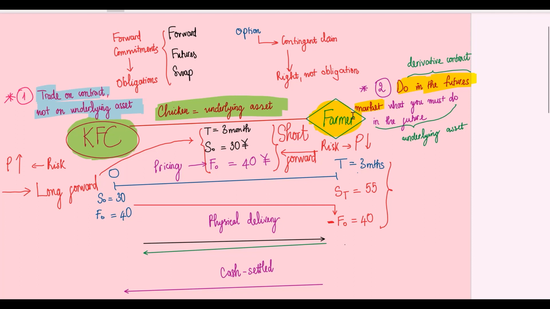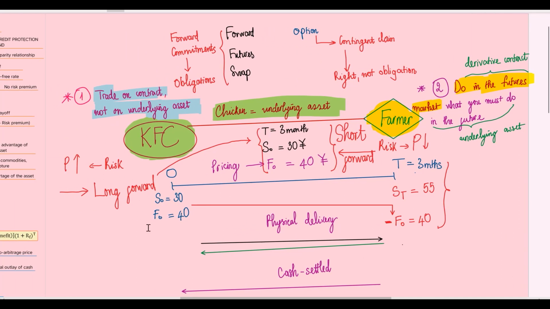So the farmer wants to sell the chicken in the future. What should he do now? He should sell or short the forward at the present. On the other hand, KFC wants to buy the chicken in the future. I think you already know the answer, right? Yes, they would buy or long the forward at the present. Okay, let's say this forward contract is selling at 40 zun.